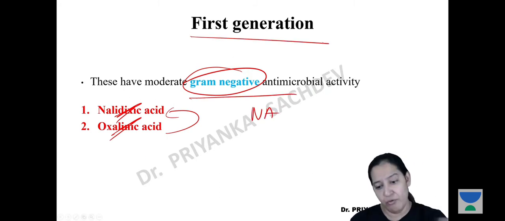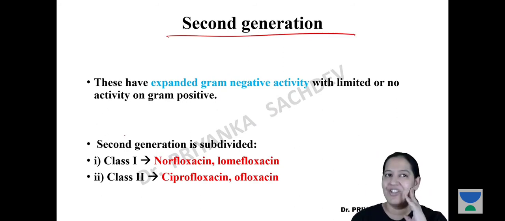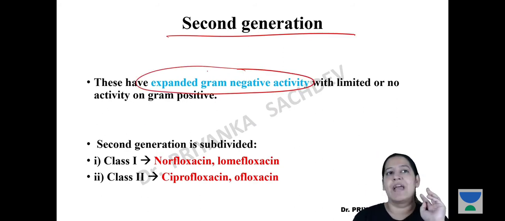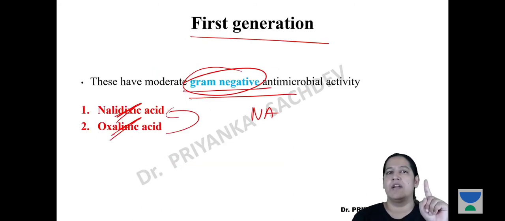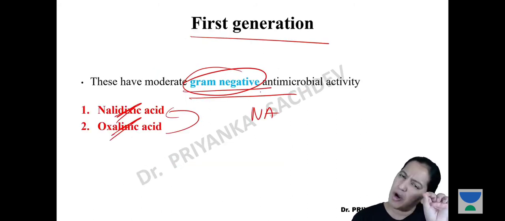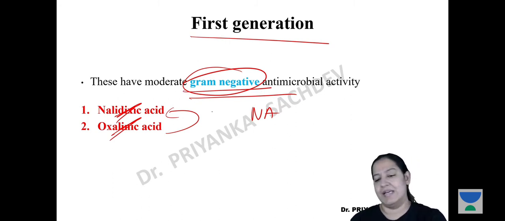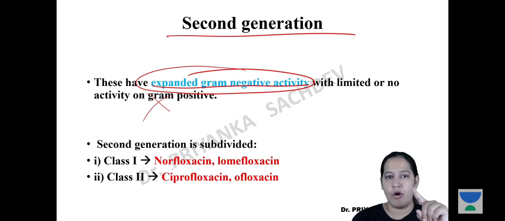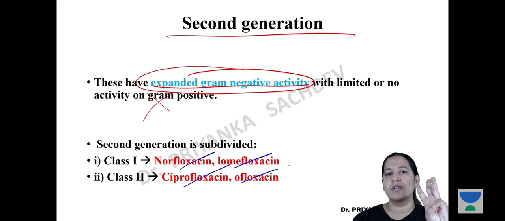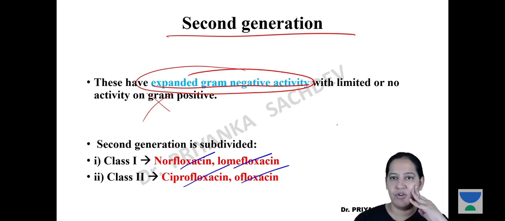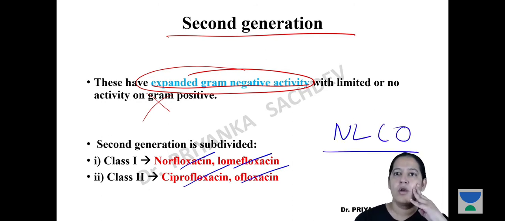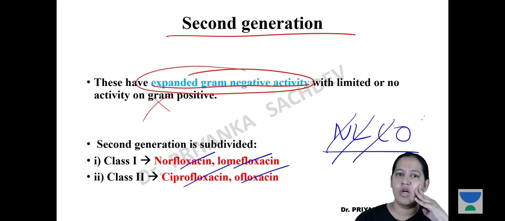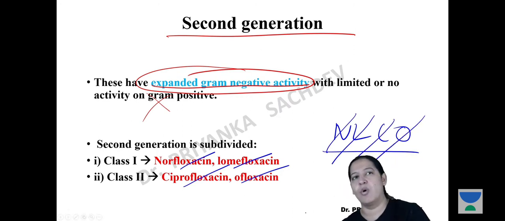So we have improved it, and we have created the second generation. So it has expanded gram-negative. Gram-positive is still not covered. Here gram-negative was limited, and not all gram-negative were killed. Only a small amount of gram-negative was killed by nalidixic acid. Here, with expanded gram-negative, at least most will die. Here there are 4 drugs in the second generation: norflox, lomeflox, ciproflox and oflox. NLCO. Norflox, lomeflox, ciproflox, oflox. Give me a thumbs up. NLCO. That is the second generation.